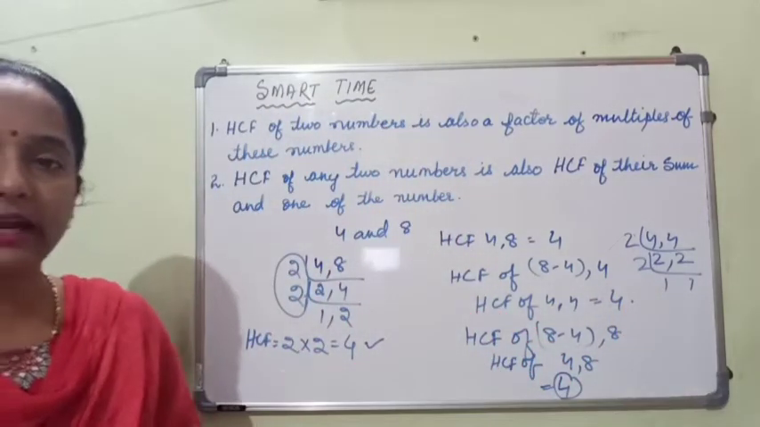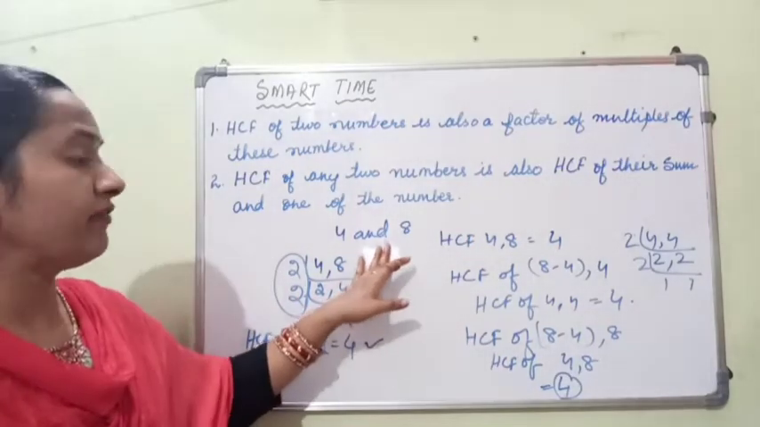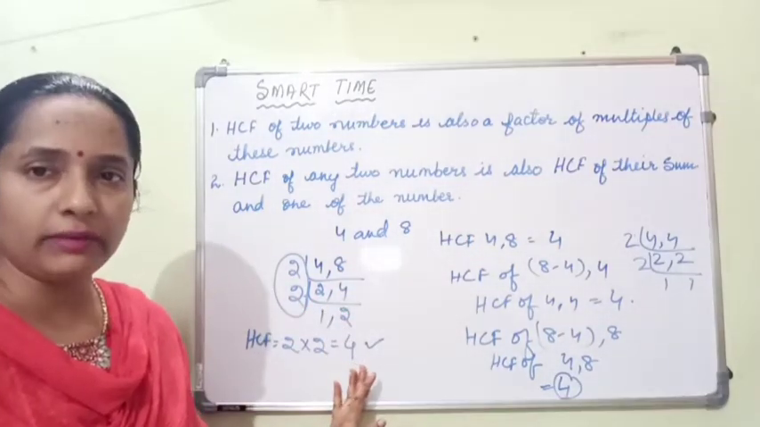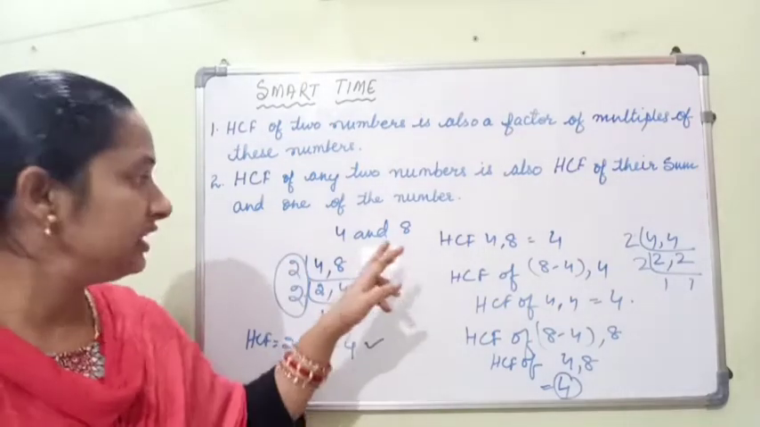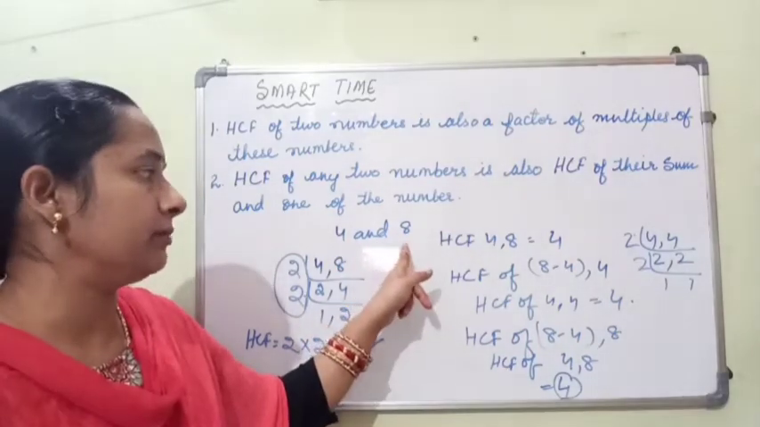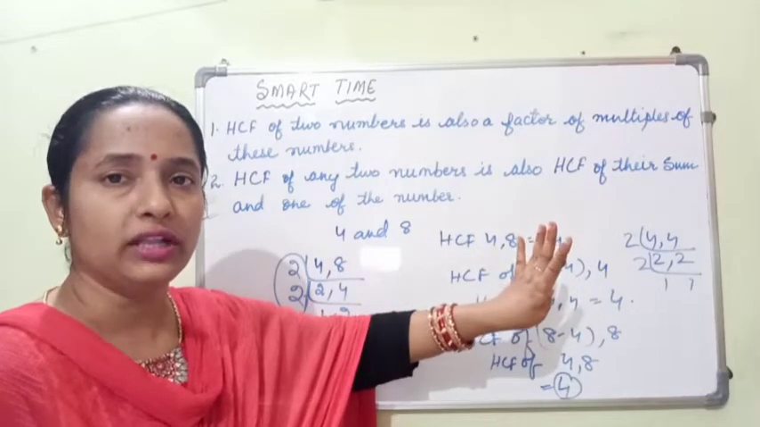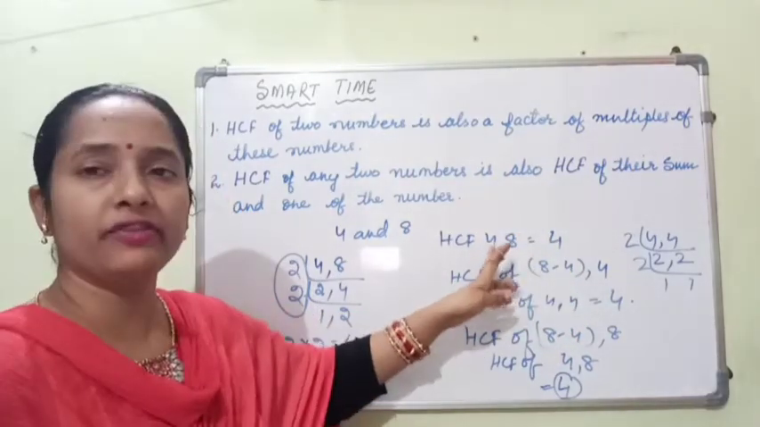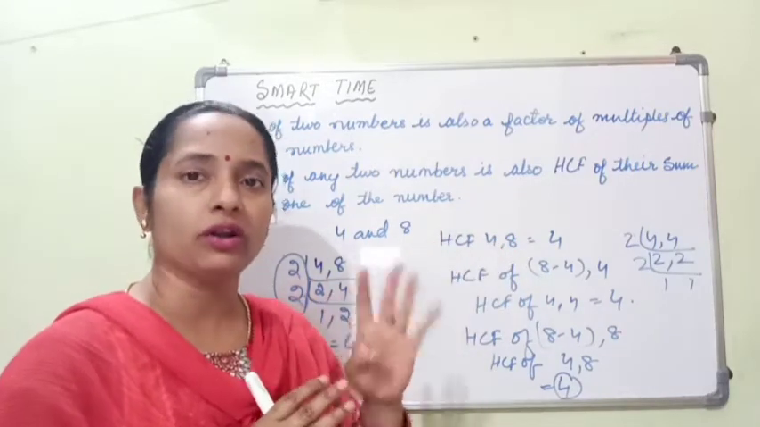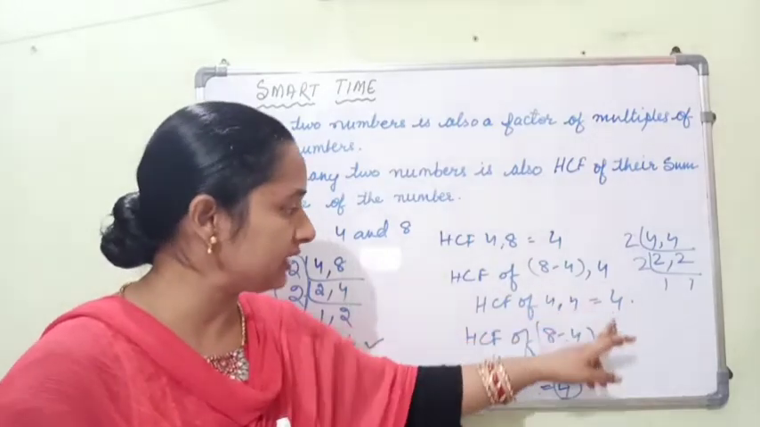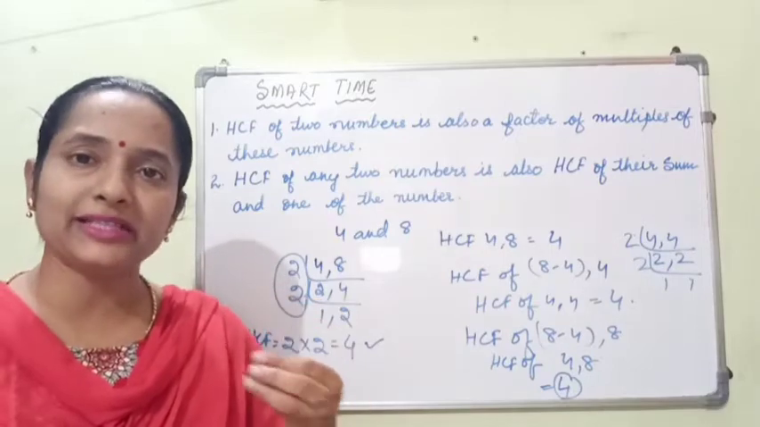So what did you understand from the third fact? That whenever we are finding the HCF of any two numbers, that HCF is equal to the HCF of the difference of the numbers and any one of the numbers. So here I found the difference of the numbers. We got the difference as 4, and the two numbers for whom we are finding the HCF are 4 and 8. So if you find the HCF for 4 and 4 or 4 and 8, in both cases you get the same HCF, isn't it? So you have to take some numbers and keep on checking.